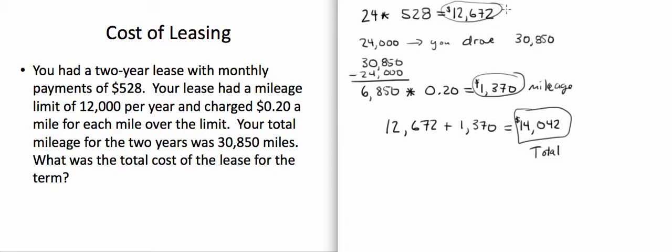So this was the total mileage, and that's the monthly payments. If there were other costs that went into here, like a down payment or anything like that, you'd add those into the total costs as well to help you figure out your answer from there.